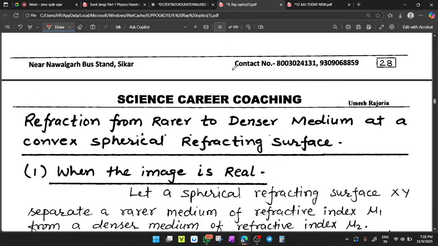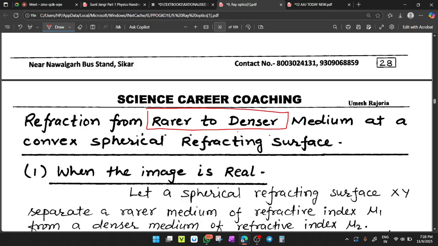Yes. Now, derivations. So many derivations are there, all total 6 to 8 derivations. Refraction from rarer to denser medium at a convex spherical refracting surface. When your refraction is from rarer to denser, there are two categories. First is rarer to denser, and second is denser to rarer. Clear?